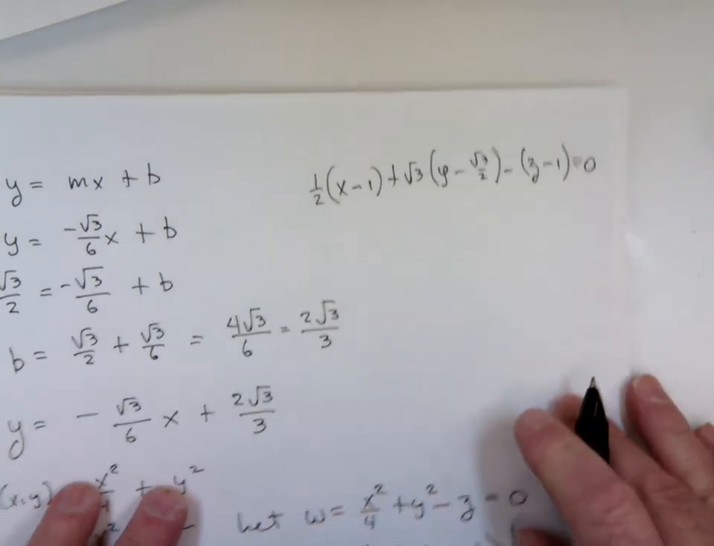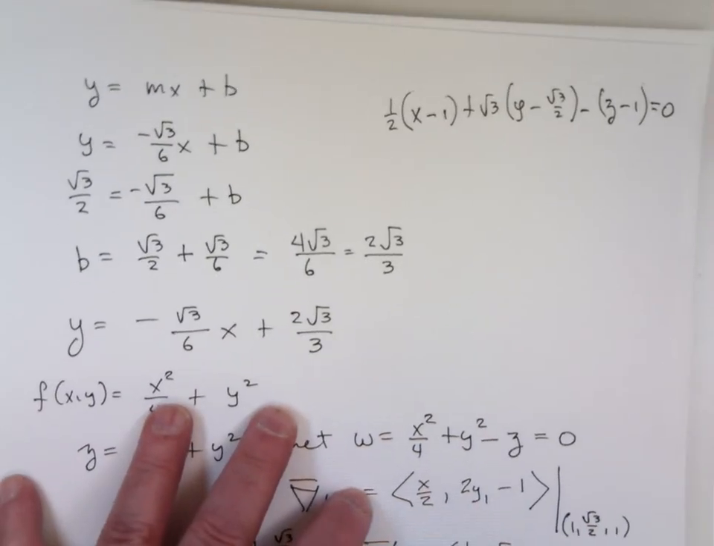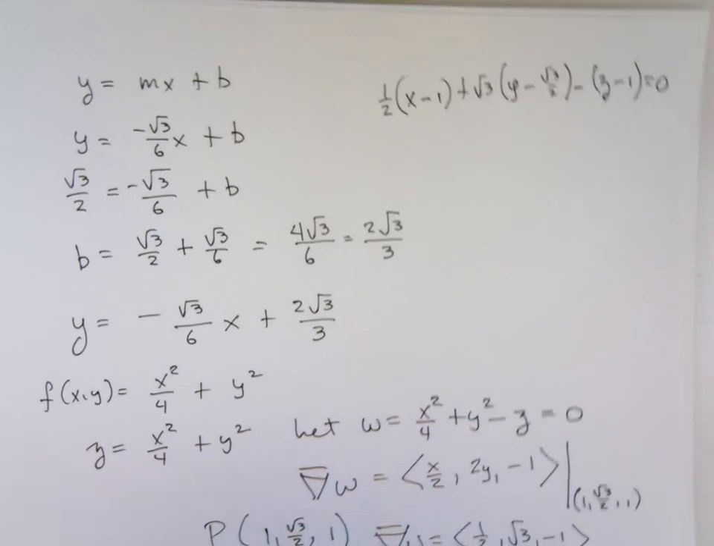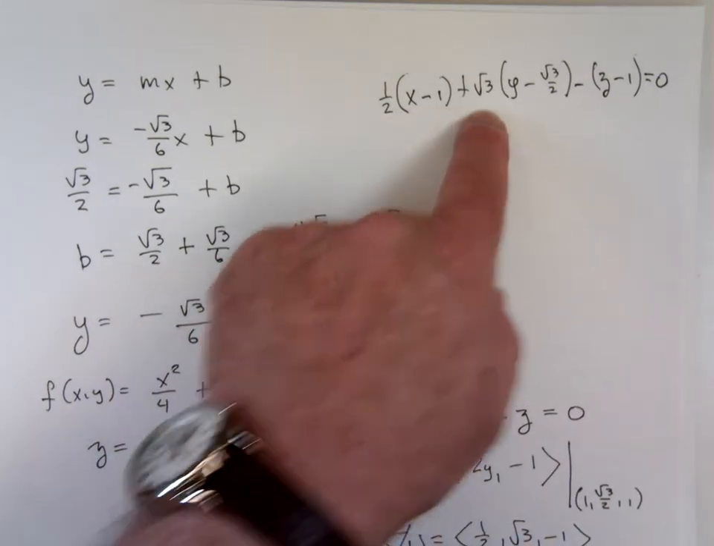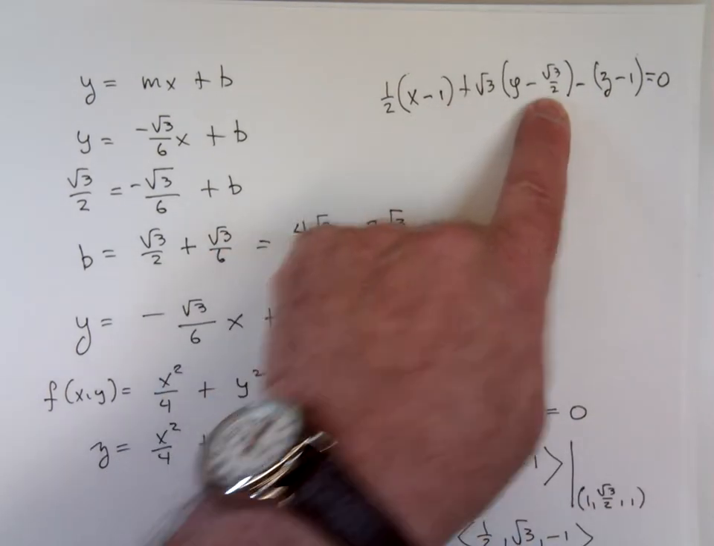Scroll back down for a second. I lost the bottom though. Okay, that's what it is. You take the components of your normal vector, which came from the gradient: 1/2, square root of 3, negative 1. Take the point, 1, square root of 3 over 2, 1. And that's the equation of that tangent plane.